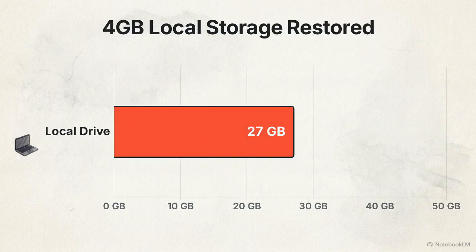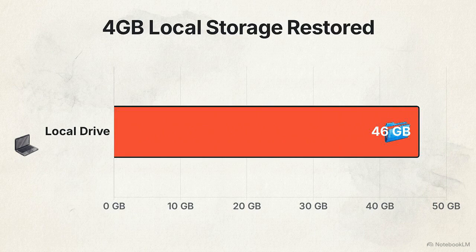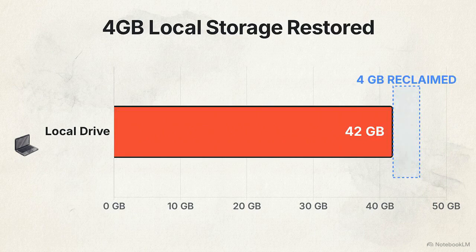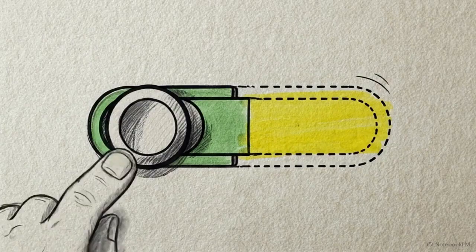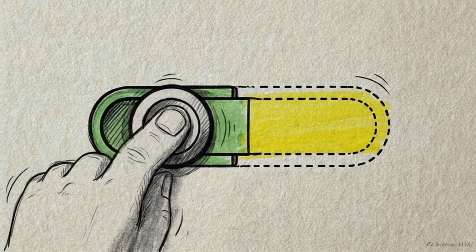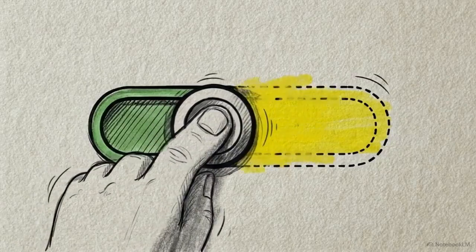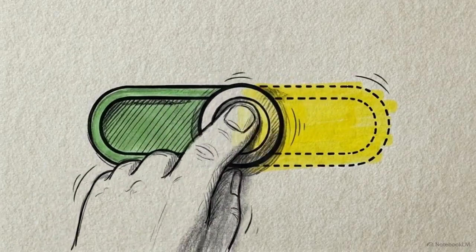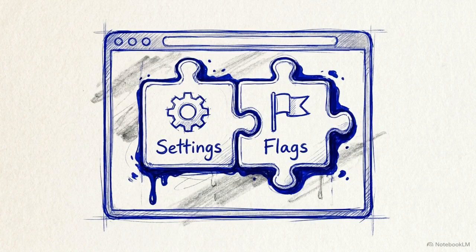This chart represents your local storage, and you have just successfully reclaimed 4 GB of space by shutting down an unnecessary background process. The entire process is completely reversible. If you ever actively choose to utilize Chrome's local AI features in the future, you can simply turn the on-device AI setting back on and reset those 2 developer flags.